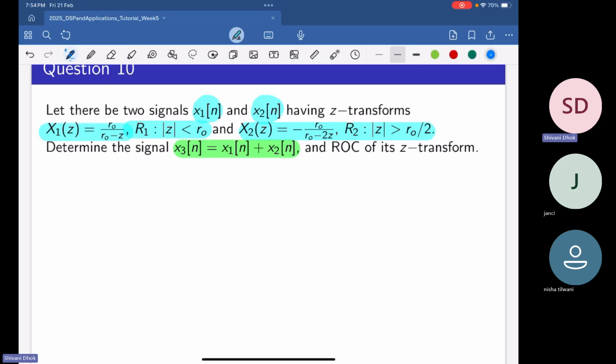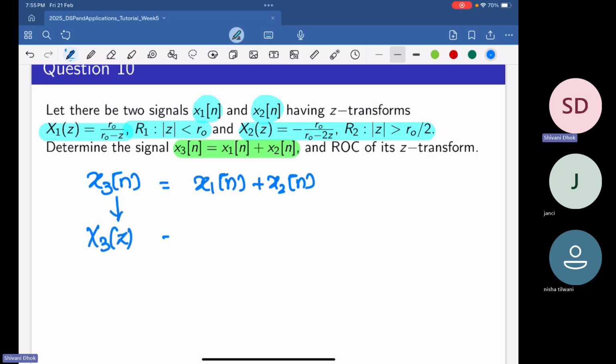So we need to find the signal x3 of n, which is equal to x1 of n plus x2 of n. The z transform of this signal will be x3 of z, which is equal to x1 of z plus x2 of z, with region of convergence r1 intersection r2. And this is from the linearity property.